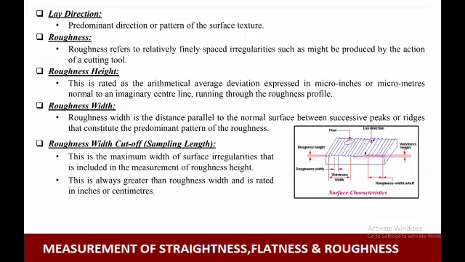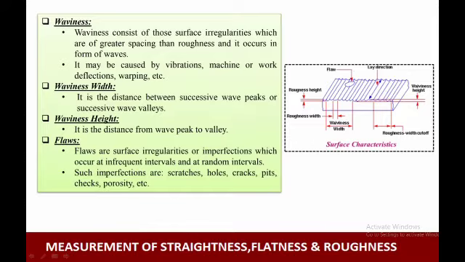Roughness width cutoff. It is also called the sampling length. This is the maximum width of the surface irregularities that is included in the measurement of the roughness height. This is always greater than the roughness width and is rated in inch or centimeter. Waviness. Waviness consists of those surface irregularities which are of greater spacing than roughness and occur in the form of waves. It may be caused by vibrations, machine or work deflections, warping, etc. Waviness width. It is the distance between successive wave peaks or successive wave valleys. Waviness height. It is the distance from wave peak to valley.